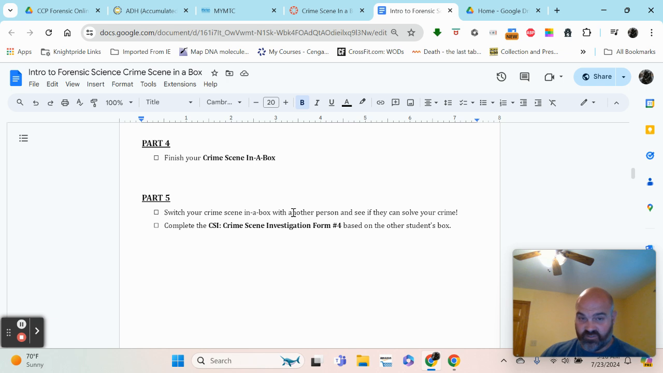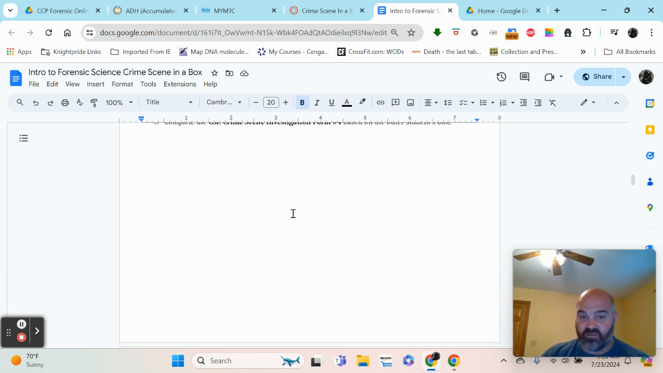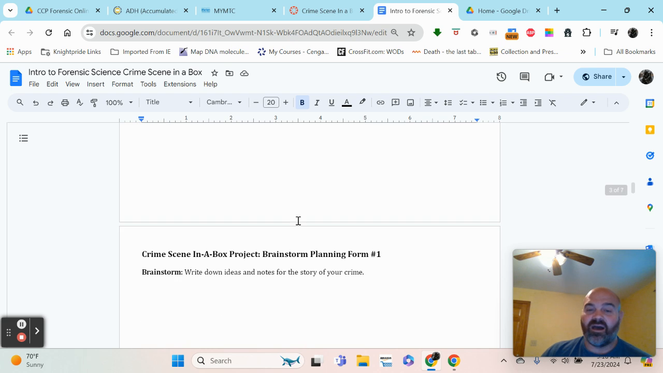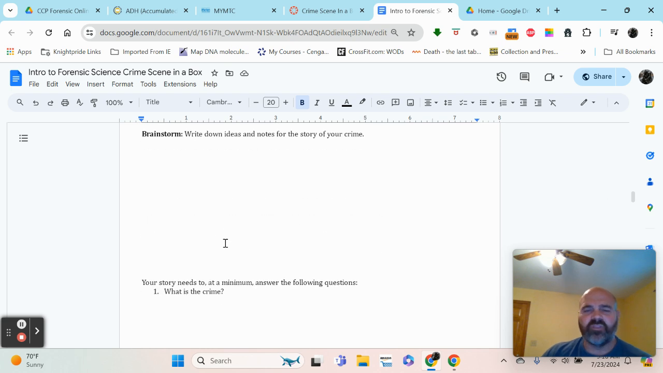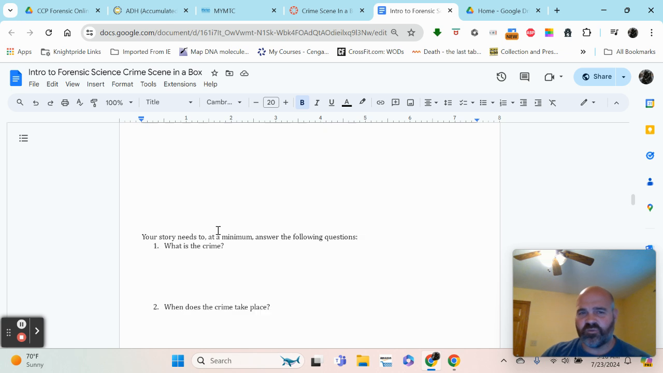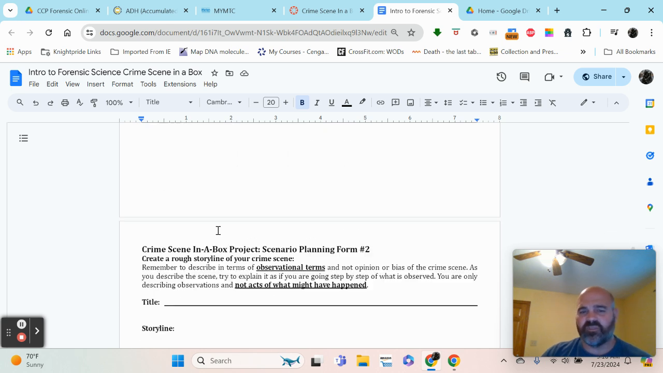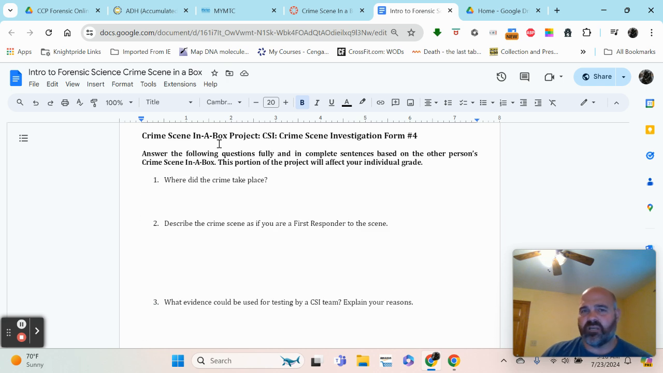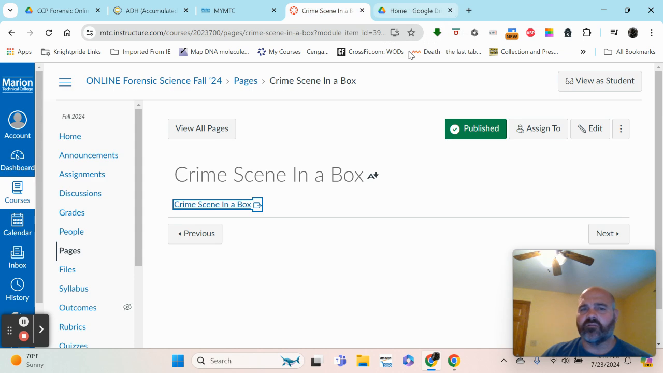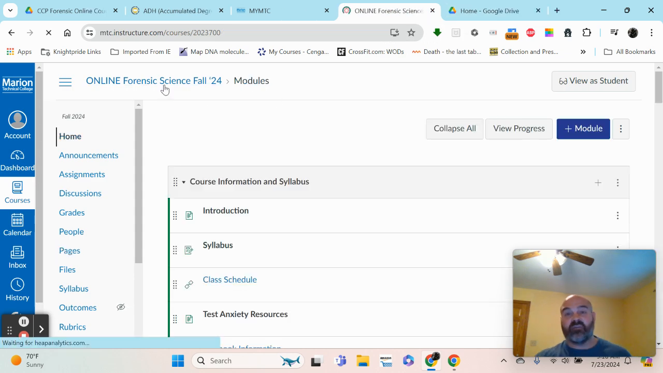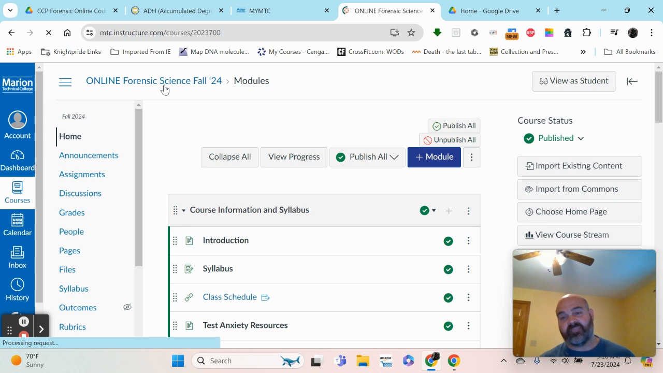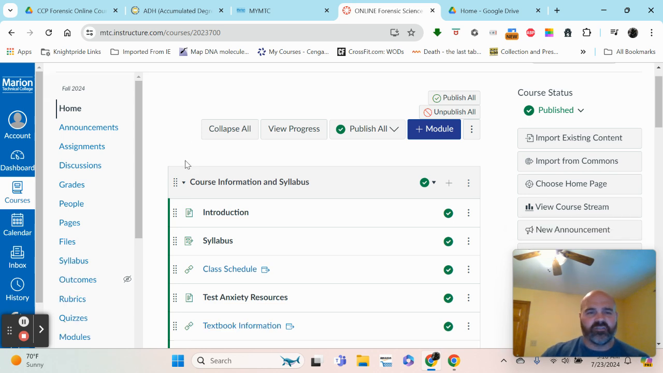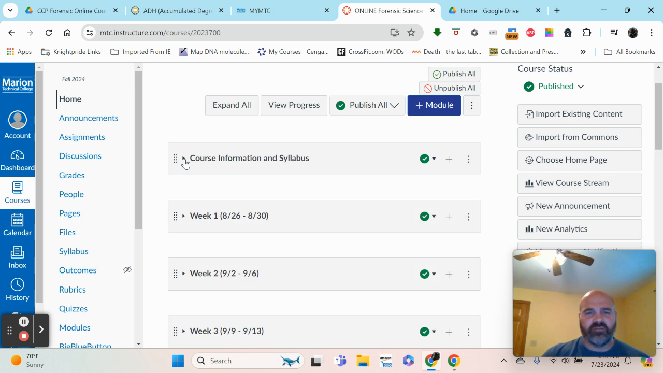And this is where it's swapped with someone else and they're going to try to solve your crime. Now, I have different forms, and all of these are linked in Canvas. So you don't have to do anything with this one specifically. They're all linked in Canvas, but these are different things that you'll be doing as you go through the activity. Again, you can look at that at your leisure. If you have questions as you're going through that, please make sure you reach out to me and let me know. Okay. I'm going to reduce this so that you don't have to look at that.